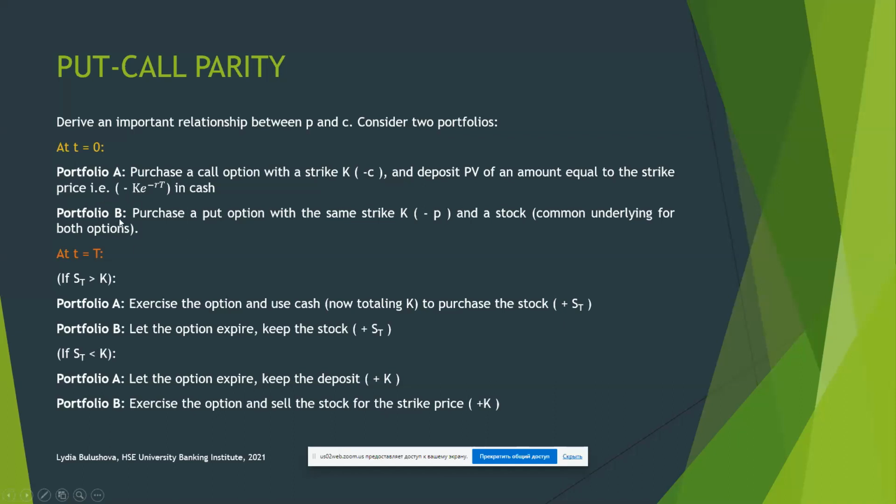And we have portfolio B. We purchase a put option with the same strike. We pay minus P units of money. And we purchase a stock. We have the same end line for both portfolios. So we purchase a stock.